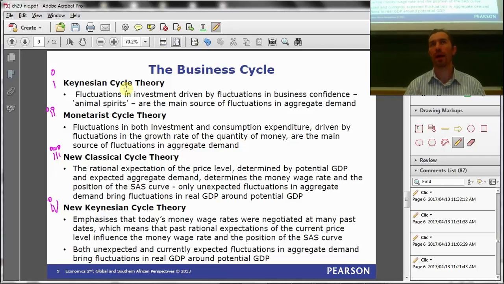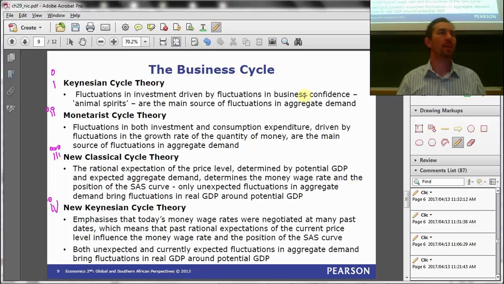description of why aggregate demand fluctuates and is relatively unstable is because there's this thing that Keynes referred to as animal spirits. In other words, part of aggregate demand is investment spending. And investment spending is driven by business confidence. Why do businesses invest? Because they have some sort of expectation of what they think is going to happen in the future. The more confident they are of the future, the more likely they are to invest. The less confident they are, the less likely they are to invest.